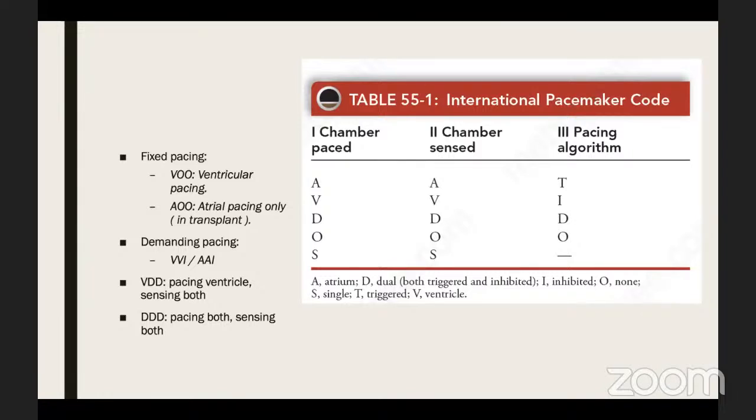While demand pacing is VVI and AAI. VVI is pacing the ventricle and sensing the ventricle, with inhibition. So we'll inhibit if we have set the pacing on, let's say, 100. If the rate is above 100, it will inhibit this beat.